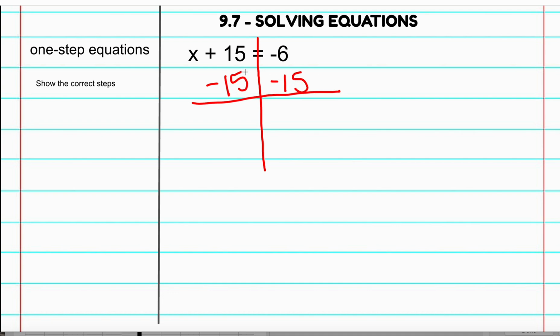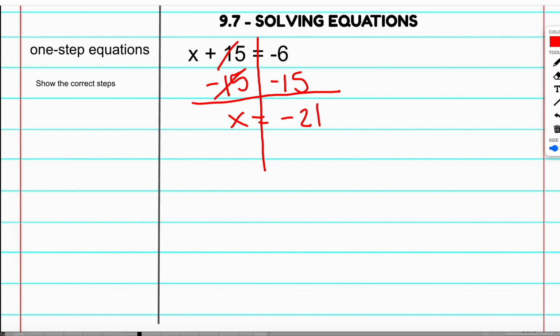So the difference now is we're just going to be using those negative rules that we learned. A negative 6 and a negative 15, signs are the same, so we add and we get a negative 21. Remember, you can always substitute back in: negative 21 plus 15. Signs are different, so you subtract, and you'd be left with a negative 6.